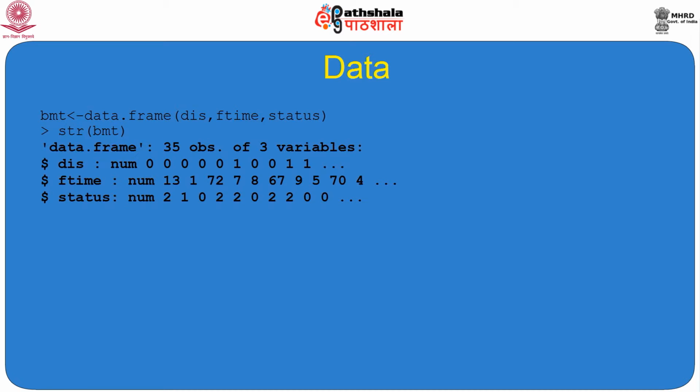Now the second step: we put str(BMT). It will give us a few values of this data frame assigned to the database BMT. It shows that we have 3 variables with 35 observations. First is DIS, having observations like 0, 0, 0, 0, 1, and ftime gives the observations of how many patients, that is 35 patients, were observed over how many days. Here, like 13 days, 1 day, 72 days of observation.